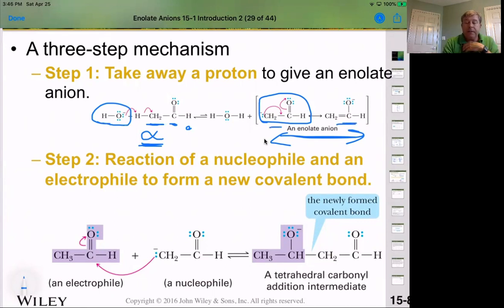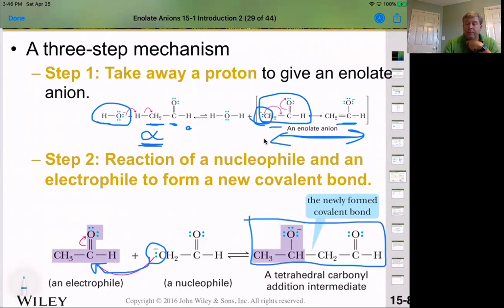But what happens is that the anion on the carbon is more nucleophilic, and therefore the anion on the carbon side will go through and attack the carbonyl on another compound to give us our beta hydroxy compound in this case.